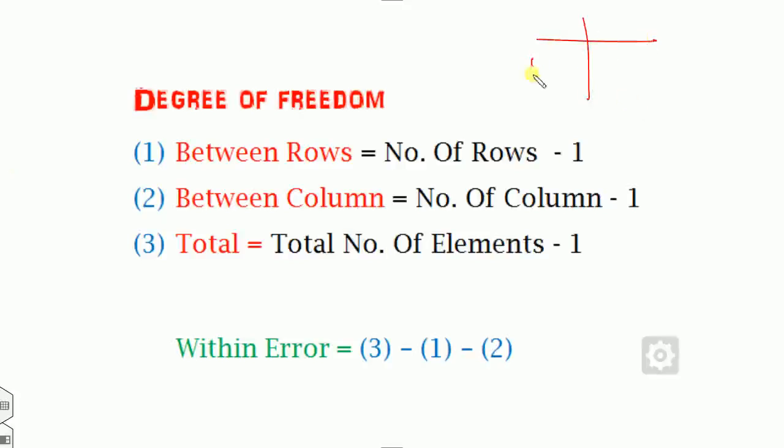Here are my rows 1, 2, 3 and so on. Here are my columns. So what is the degree of freedom between the rows? It is the number of rows minus 1. Similarly, for the columns it is the number of columns minus 1, and for the total, the total number of observations minus 1.